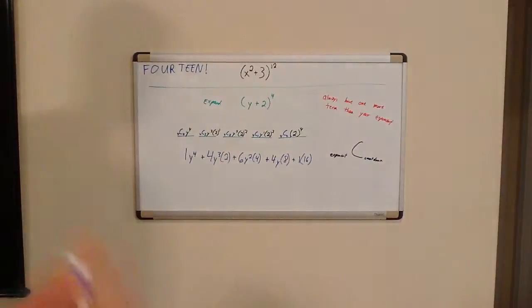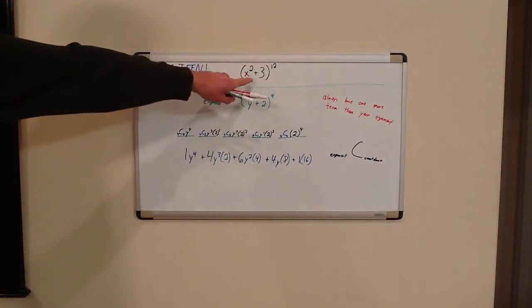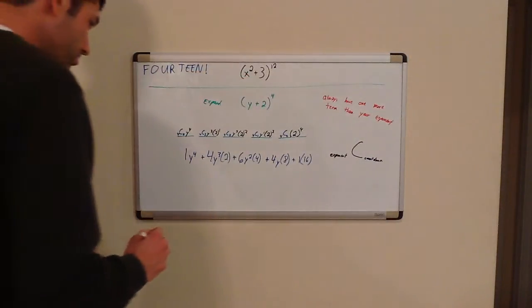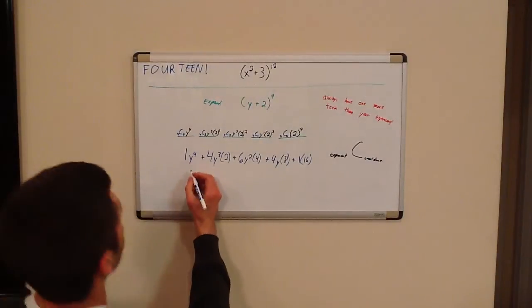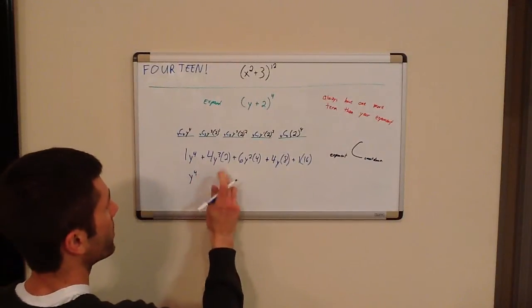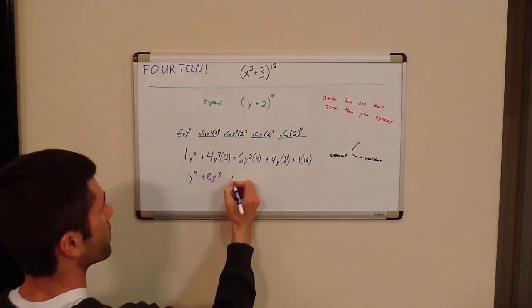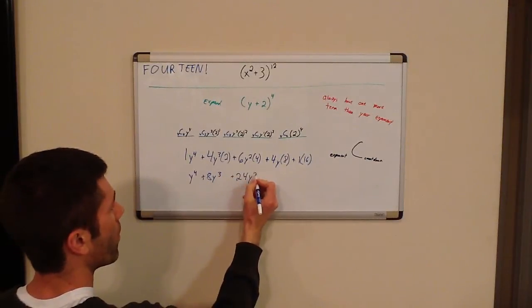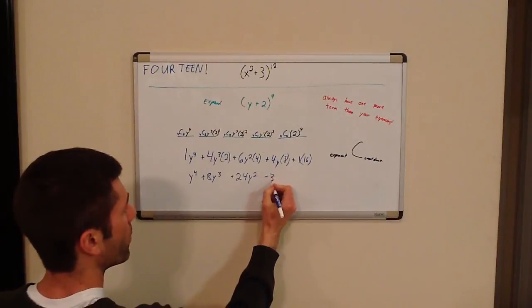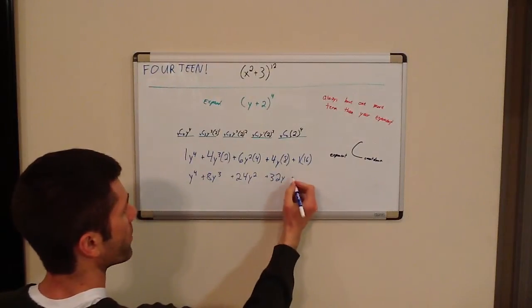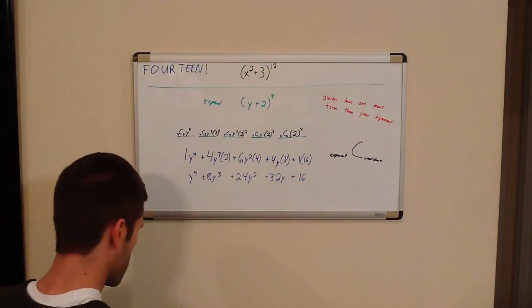Okay, let's simplify this a little bit, and then we're going to tackle this problem. y to the 4th, 4 times 2 is 8. 6 times 4 is 24. That's 32. 1 times 16 is 16. And there we go.